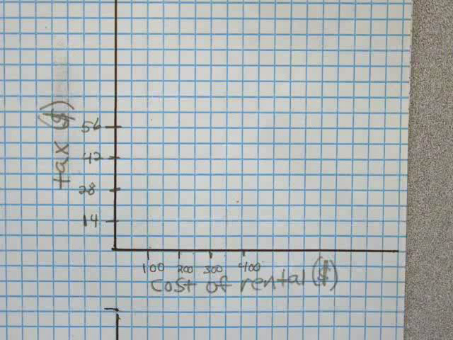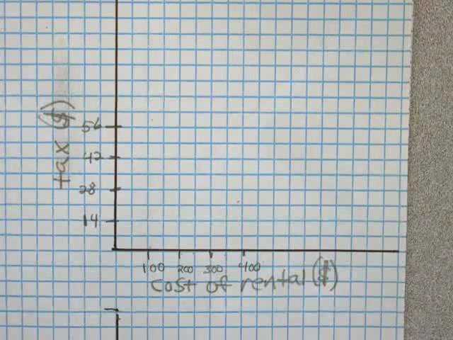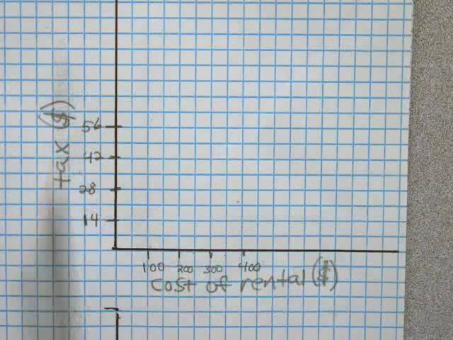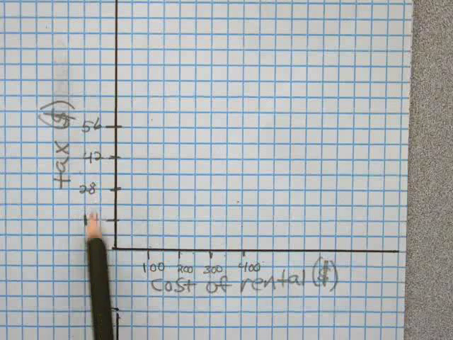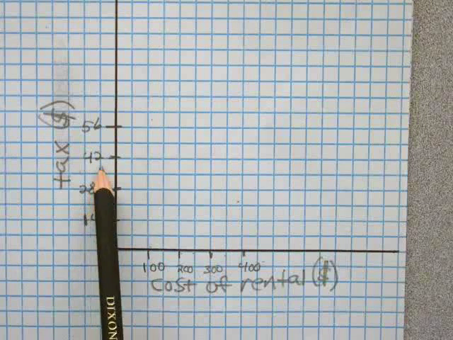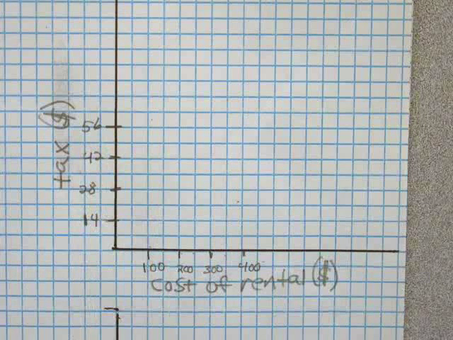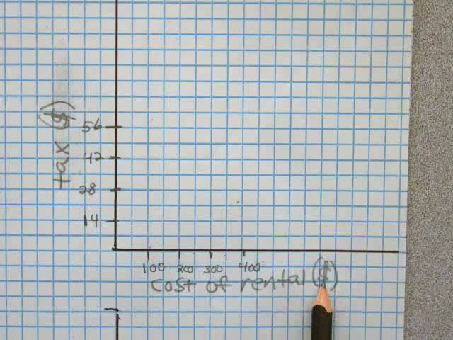All right, so here I have a graph of that situation. On my y-axis, my vertical axis, I have the tax, and although it's difficult to see, that's a dollar sign in parentheses, because that is indicating to you that these amounts are in dollars. $14, $28, $42, $56, multiples of $14, and the cost of the rental also in dollars.